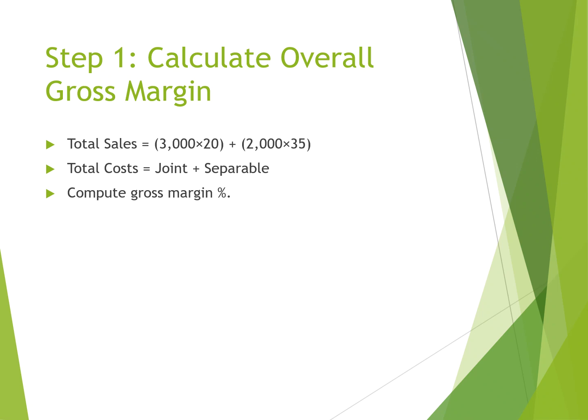Then we subtract all costs, the joint costs plus the separable costs, to get the total gross profit. Finally, we divide gross profit by total sales. This gives us the overall gross margin percentage, which we will apply to both products.